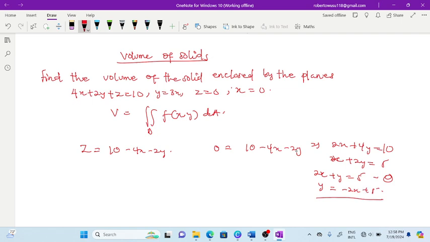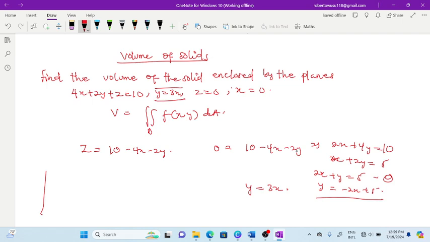The next thing to do is to make y the subject to know the boundaries. But we have been given this plane y is equal to 3x. So this plane itself also becomes another boundary. So we have y is equal to 3x as another boundary. Now we have one boundary for x, which is x is equal to 0. To know the corresponding value for our y, you set x to be 0 in our function here. When we set x equals 0, we get y to be 5.